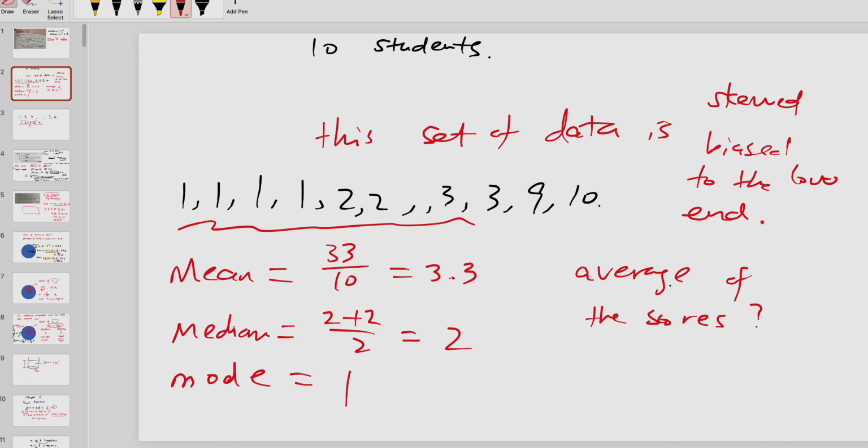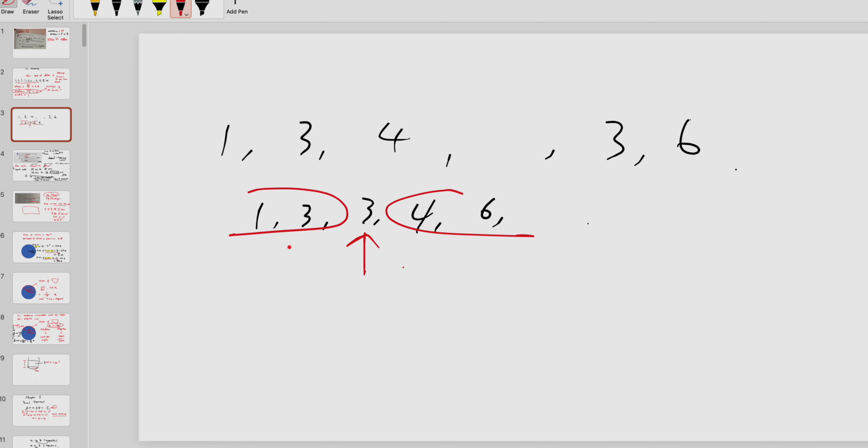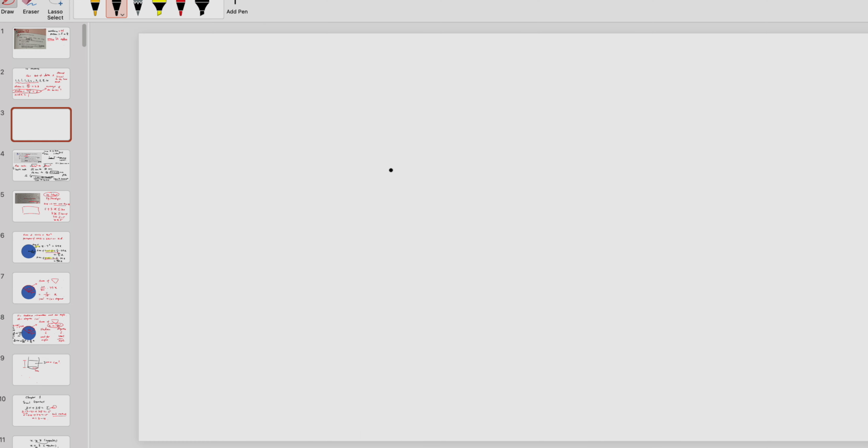Sometimes it can bias to the high end. Okay, so this is biased to the low end. So basically, in a way, we can say that this set of data is skewed or biased. Then we should use the median number. Why? I will illustrate to you with another example. If you are not convinced, it's okay.